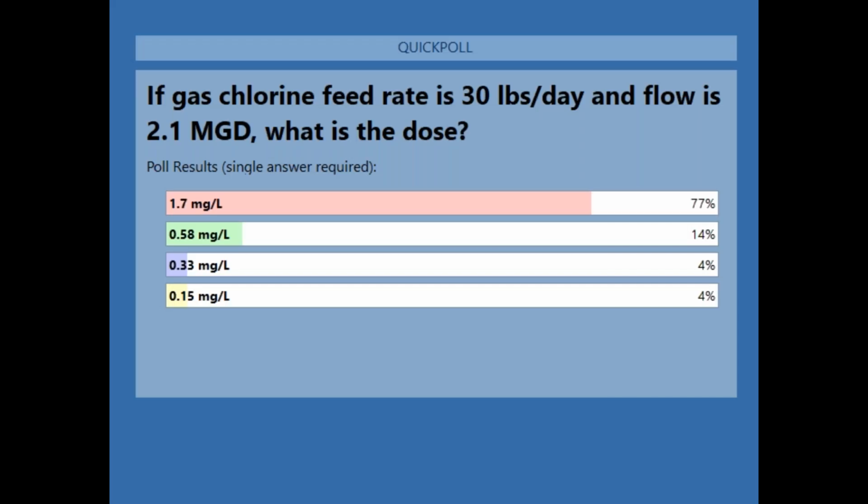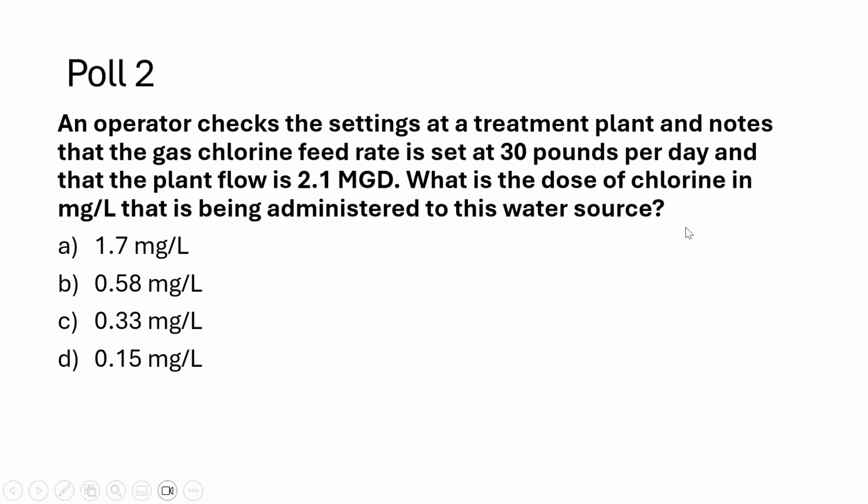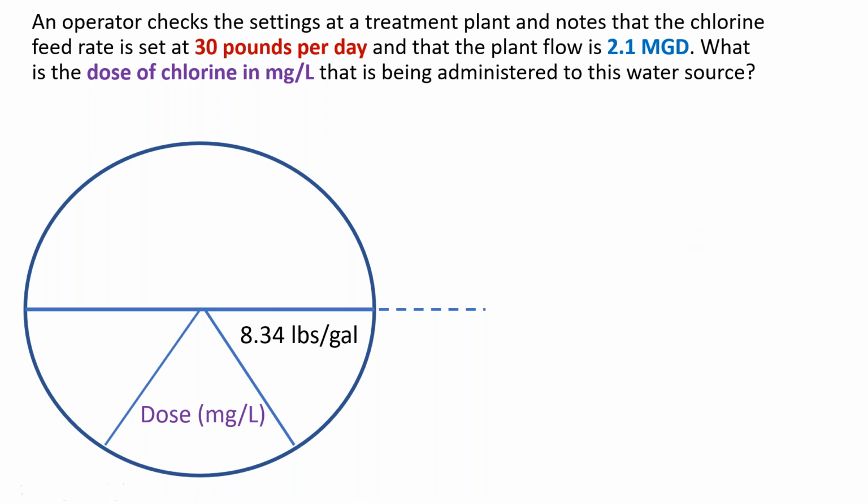So 77% said 1.7 milligrams per liter, 14% said 0.58 milligrams per liter, 4% said 0.33 milligrams per liter, and then 4% said 0.15. Okay. Well, I designed it to have some trickiness in those answers, but now let's look at the solution here.